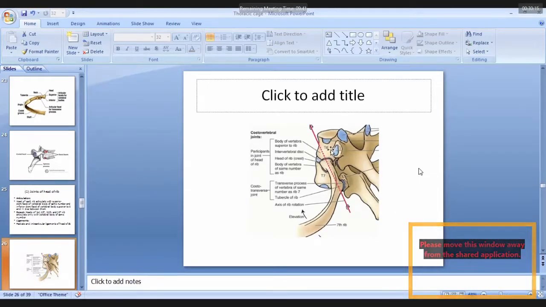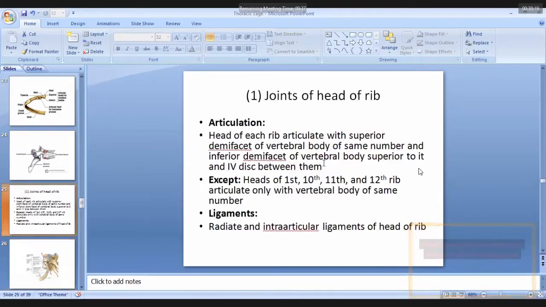It means T6. But there are some exceptions. Just as we have discussed typical and atypical ribs and atypical vertebrae, that's why the heads of the first rib, 10th rib, 11th and 12th rib articulate only with the vertebral bodies of the same number. There is no articulation with the vertebral body that lies above it.